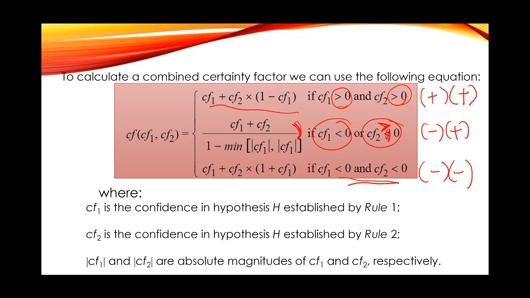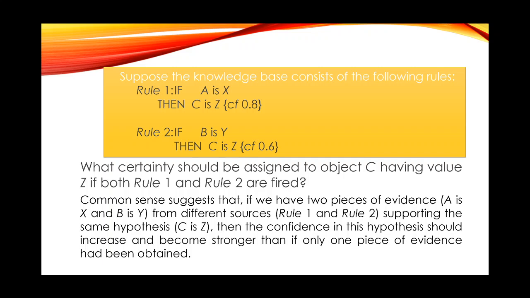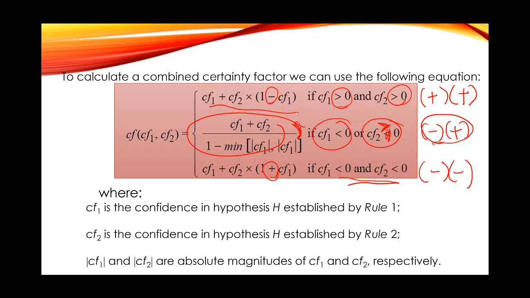Okay, the only difference is that if you have positive and negative, the formula is totally different. So let us take a look at the question here. Suppose the knowledge base consists of the following rule. If A is X, then C is Z with a CF of 0.8. Rule 2, if B is Y, then C is Z as well. So these two hypotheses are the same, right? But they have different CF values. So that is why we have to take a look at this formula here.